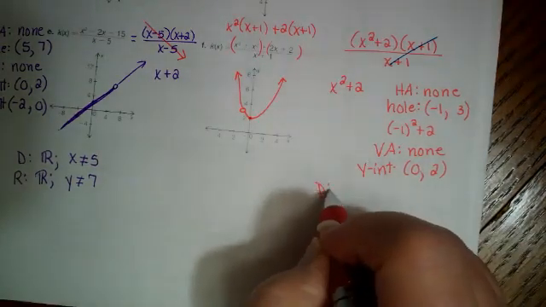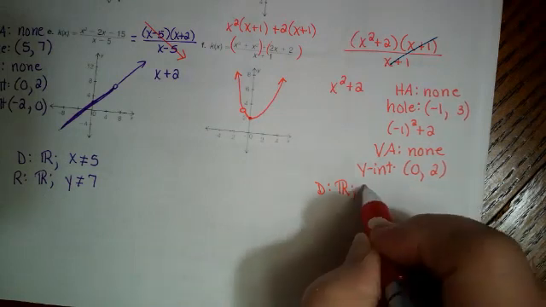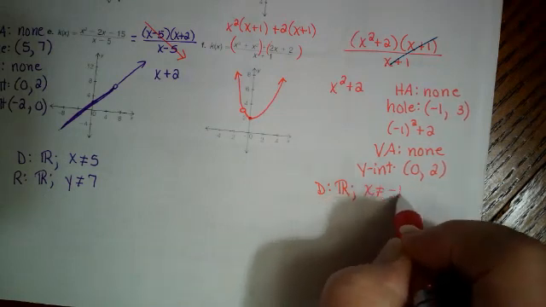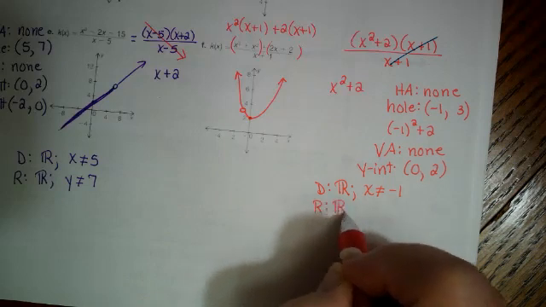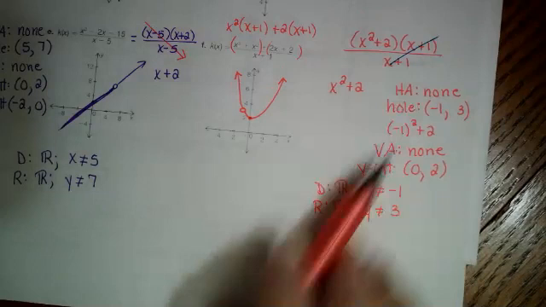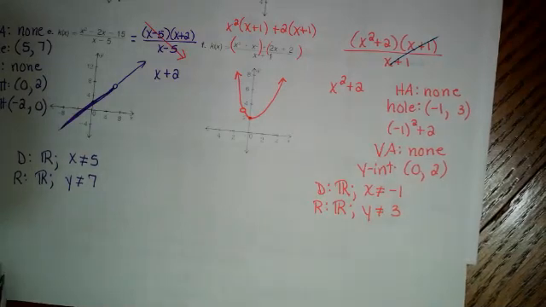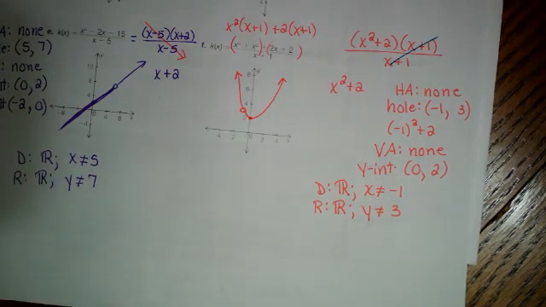My domain would be all real numbers, except any asymptotes or holes. There are no asymptotes, so we'll just take the hole. And my range is real numbers, except asymptotes, which there are none, or holes. And there we have it. So we're going to practice a lot more on what to do when there's a hole, how to find it, how to state it, how to graph with it, and we'll get lots of practice with that.